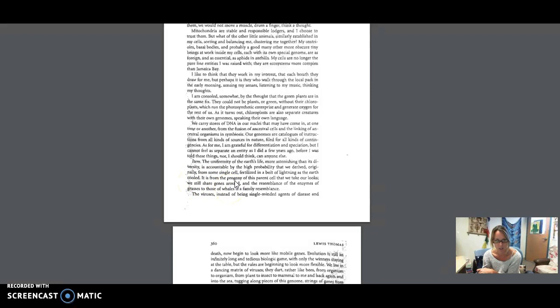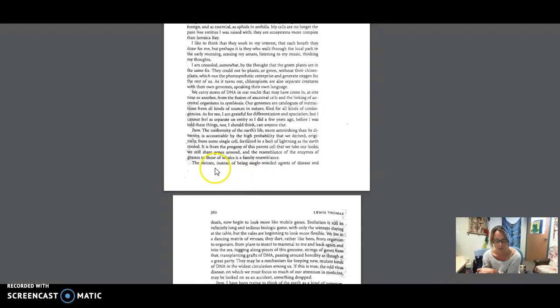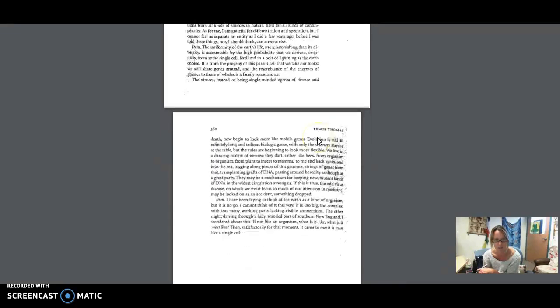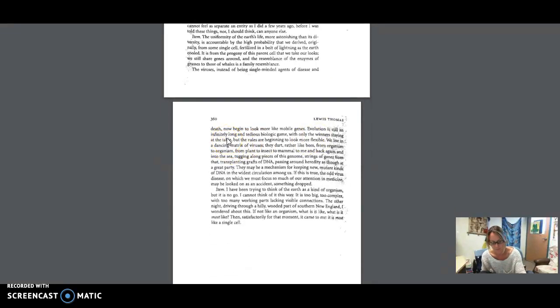It is from the progeny of this parent cell that we take our looks. We still share genes around, and the resemblance of the enzymes of grasses to those of whales is a family resemblance. The viruses, instead of being single-minded agents of disease and death, now begin to look more like mobile genes. Evolution is still an infinitely long and tedious biological game, with only the winners staying at the table. It reminds me of Charles Darwin's survival of the fittest, the whole dog-eat-dog type of thing.